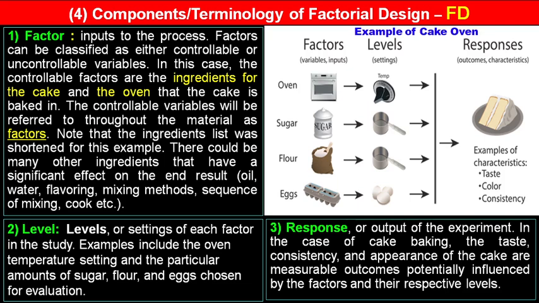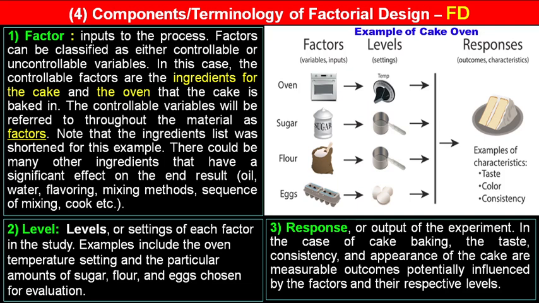Factors can be classified as either controllable or uncontrollable variables. In this case, the controllable variables are the ingredients for the cake and the oven that the cake is baked in. The controllable variables will be referred to throughout the material as factors. Note that the ingredients list was shortened for this example. There could be many other ingredients that have a significant effect on the end result. That can be oil, water, flavoring, mixing methods, sequence of mixing, cook. So these can be the different factors.